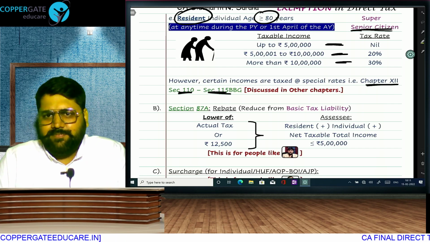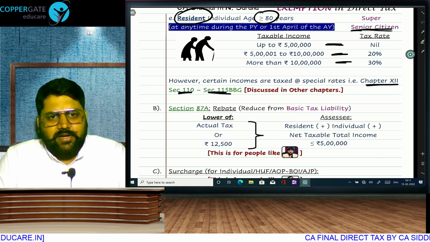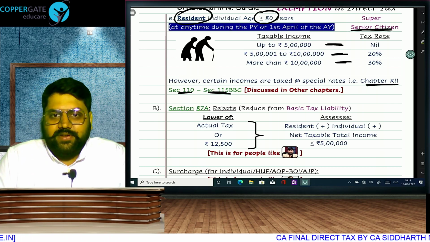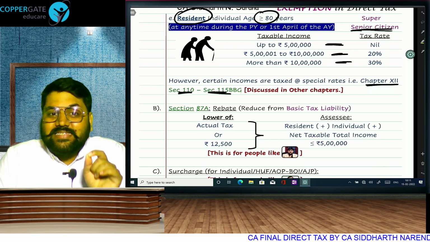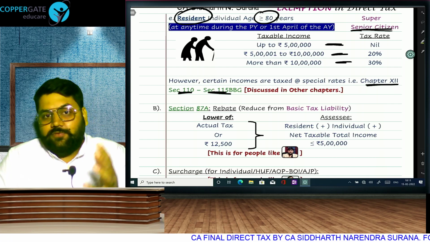In that chapter we will be discussing the special rates, but the tax that we have calculated by applying the slabs over here will be called our basic tax liability. We all know that basic tax is not your final tax liability.